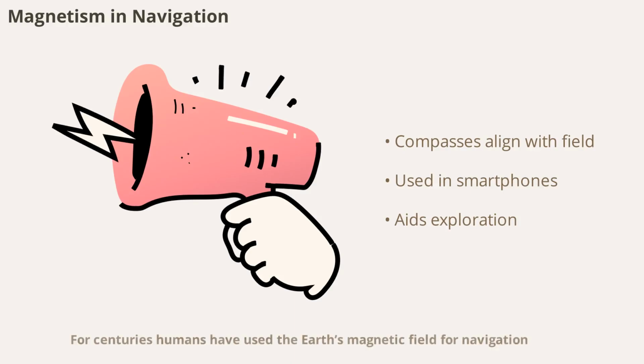For centuries, humans have used the Earth's magnetic field for navigation. Compasses align with the magnetic field, helping travelers and explorers find their way. Even today, magnetic sensors are used in smartphones and GPS devices to enhance navigation accuracy.